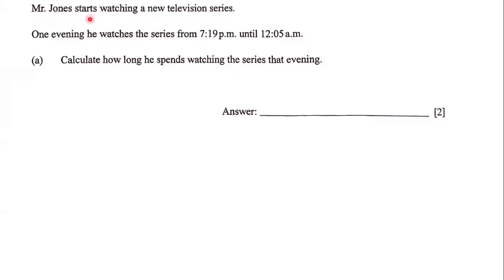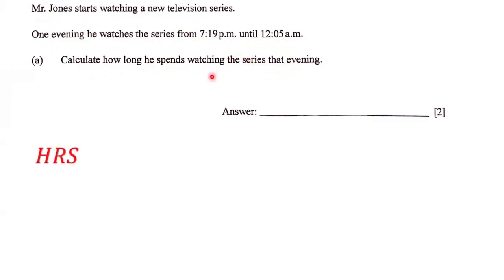Mr. Jones starts watching a new television series. One evening, he watches the series from 7:19 p.m. until 12:05 a.m. Calculate how long he spends watching the series that evening. Now, in order to answer this question, we are going to subtract.